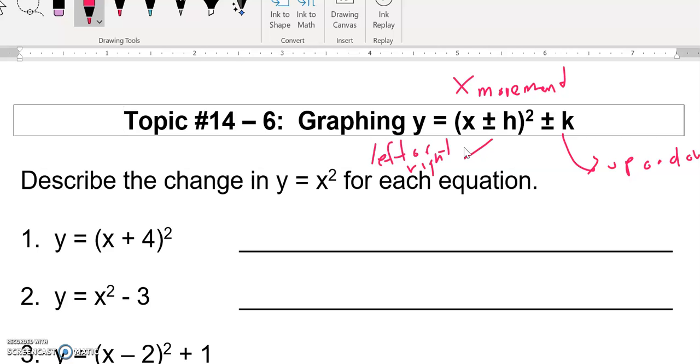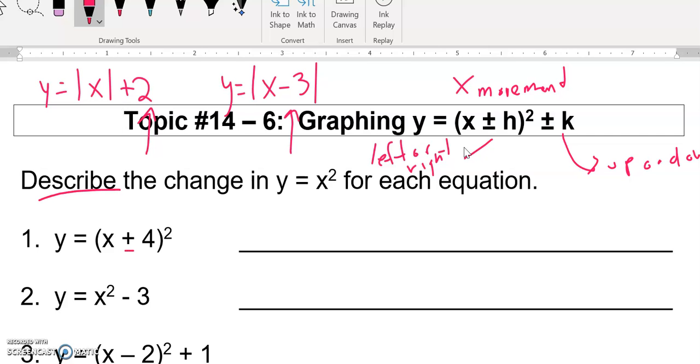Okay? Just like when we did y equals absolute value of x plus 2. Remember that this was the up and down movement. And when we did y equals x minus 3, this was the left-right movement, but it did it different than what you expected. So here we go.